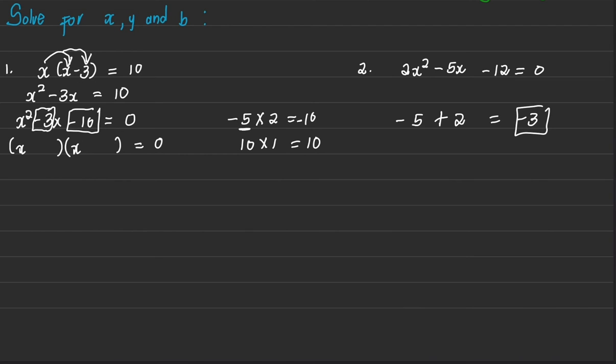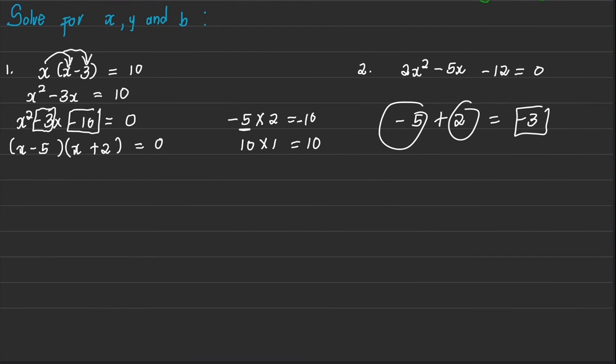So you're going to take this negative 5 and this 2 and put it in the brackets. So you have x minus 5 and x plus 2. So after finding these factors, now we are actually ready to solve for x. So you can equate this to 0 and also equate this to 0. So you will have x minus 5 is equals to 0, or x plus 2 is equals to 0.